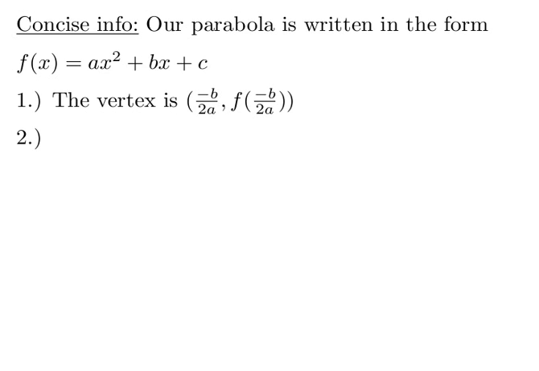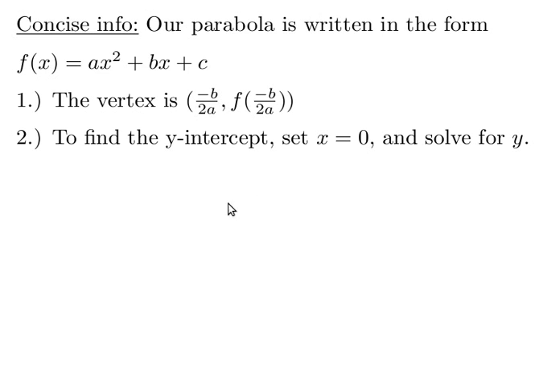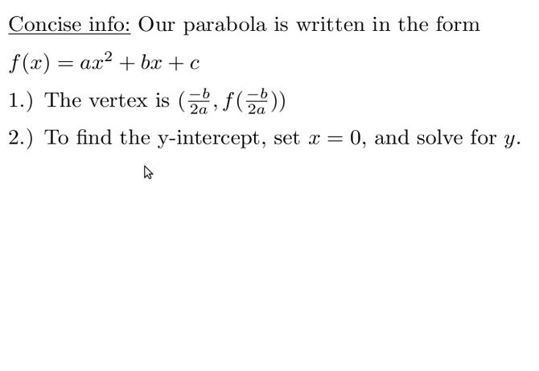So, point number 2, to find the y-intercept, set x equals 0 and solve for y. Let's scroll this a little bit to the right. Okay, so to find the y-intercept, set x equals 0 and solve for y. Now I'm going to try to explain more or less what that means. So remember that the y-intercept is where it crosses the y-axis.